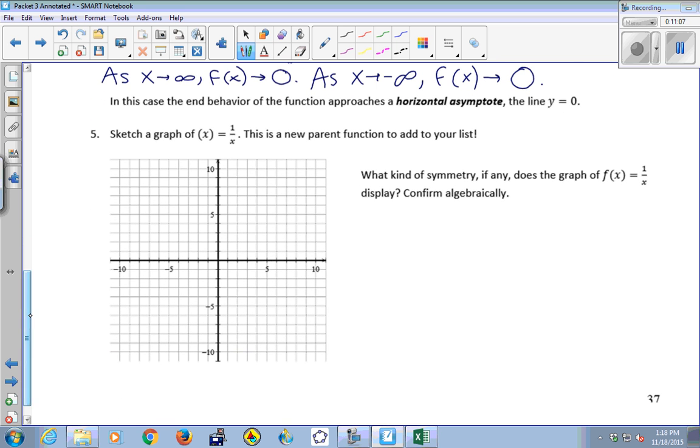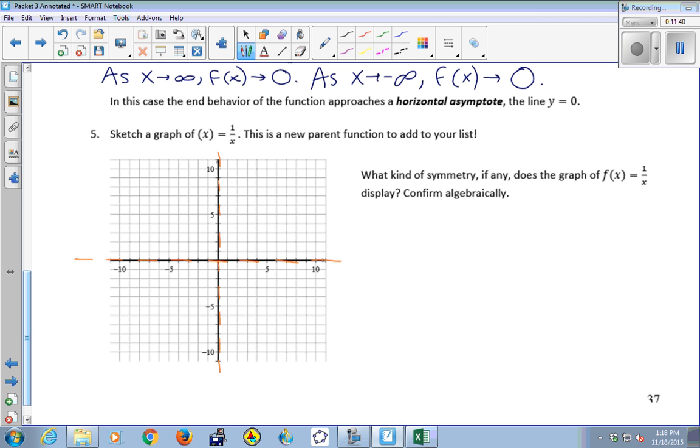So I'm going to try to sketch a graph of 1 over x based on the things I've discovered. I know I have a vertical asymptote at x equals 0. So I typically draw vertical asymptotes in as dashed lines because they're not actually part of the graph. They are just guidelines for how to draw the graph. So I make them dashed. So I have a vertical asymptote at x equals 0, a horizontal asymptote at y equals 0. So I put those in.